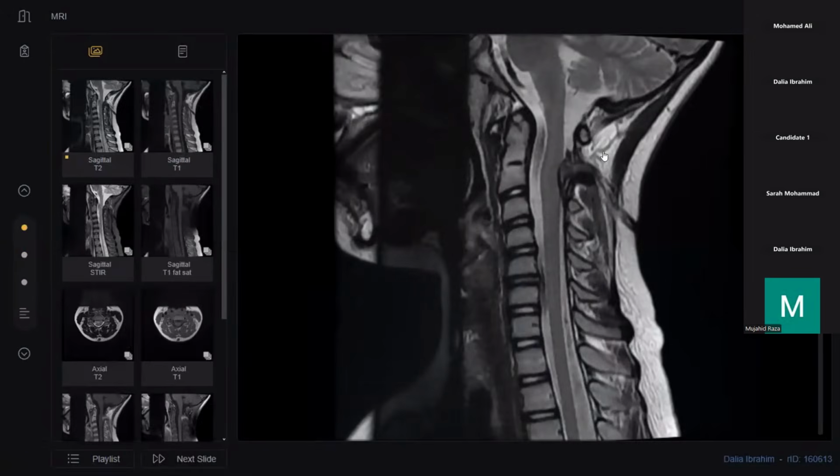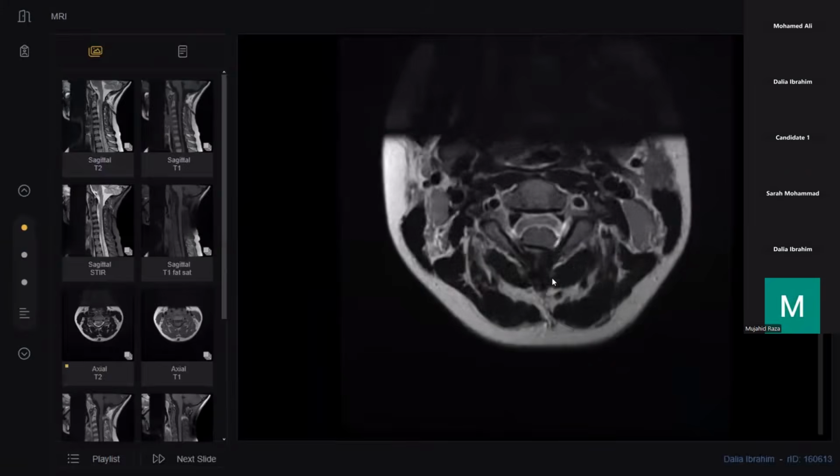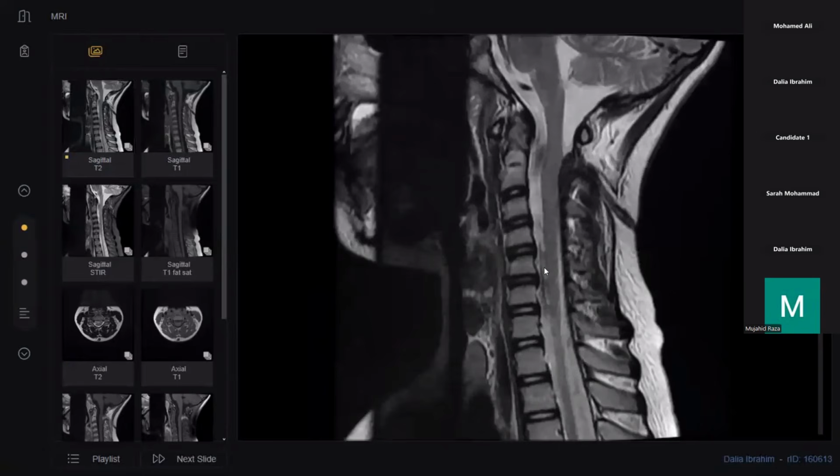So, and we have subtle signs of spinal dysraphism here at the level of T2. Can you see this? There is incomplete fusion. So this is another case of a spinal dysraphism. But what is the exact diagnosis for this case?